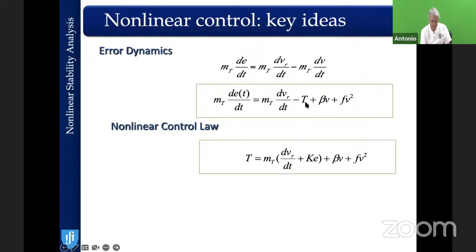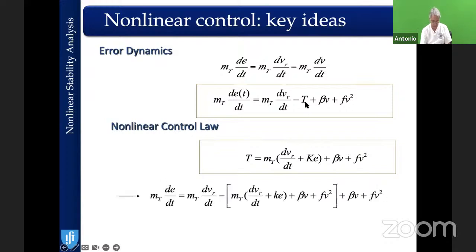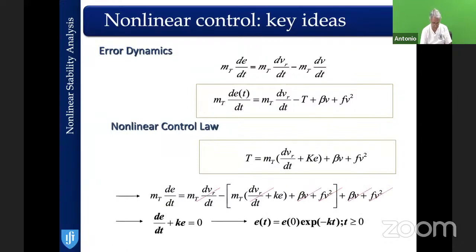And when you replace this on top, then it gives you this horrendous thing. So you get m(t) dE/dt, m(t) dvr/dt. Now you stick the t in there, beta v, f v squared, and suddenly all these things cross. And you have a first order differential equation that goes down to 0 because it's exponentially decaying. Okay, beautiful.